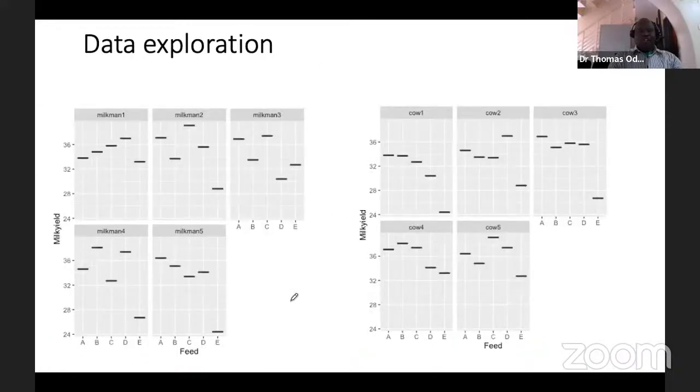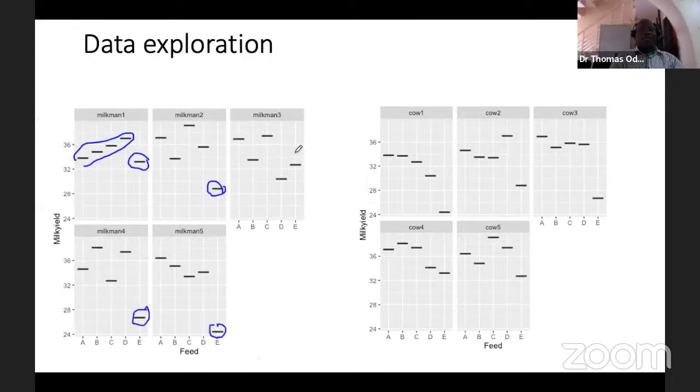So here we can also look at the feed for the different milkmen. For milkman 1, for example, you can see that as you move from feed A, B, C, D, we seem to see this pattern here. And then, of course, E is the lowest for milkman 1. Go to milkman 2, E is also the lowest. Milkman number 4, E is the lowest. Number 5, E is the lowest.